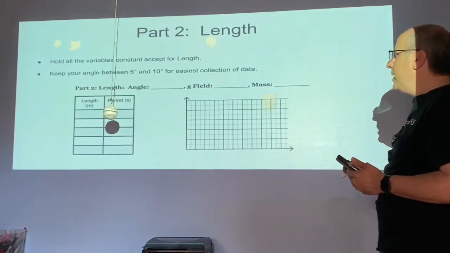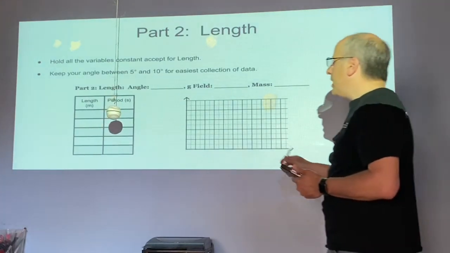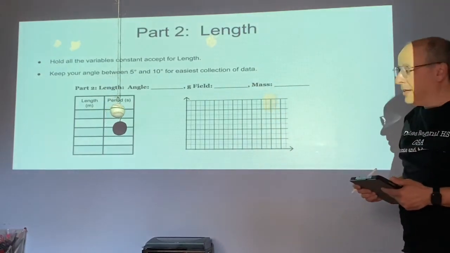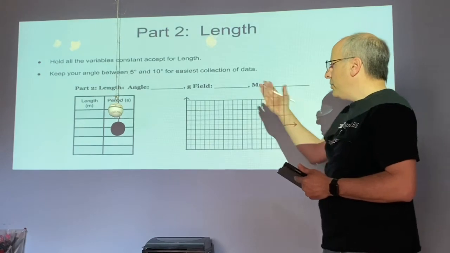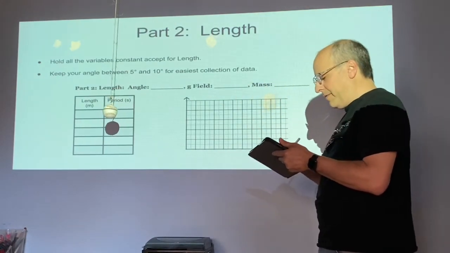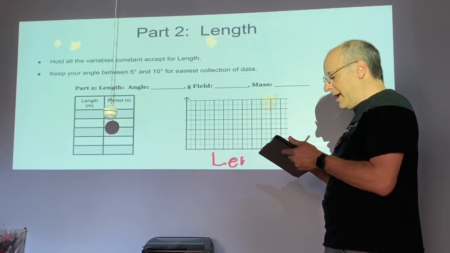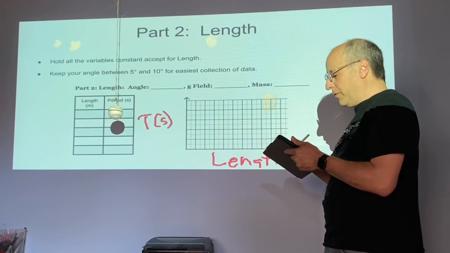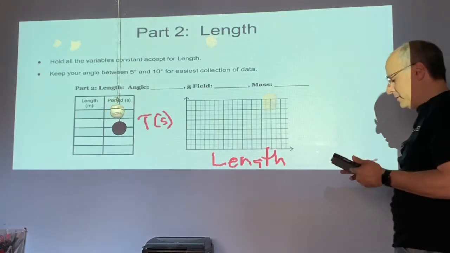In part 2, you're dealing with length. So this time, keep the angle, the gravity, and the mass constant. Make sure you write down what those values are. Do 5 different lengths, and then plot out your graph. Again, length would be on the X, and period would be on the Y. Don't forget your titles and all the other things.